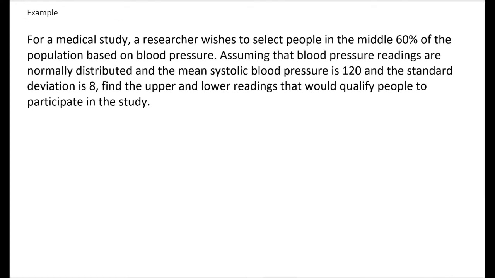All right, let's look at another example. So for a medical study, a researcher wishes to select people in the middle 60% of the population based off of blood pressure. Assuming that blood pressure readings are normally distributed and the mean systolic blood pressure is 120 and the standard deviation is 8, find the upper and lower readings that would qualify people to participate in the study.